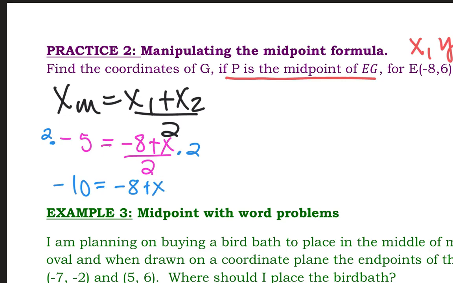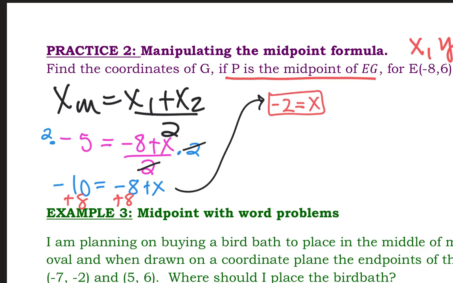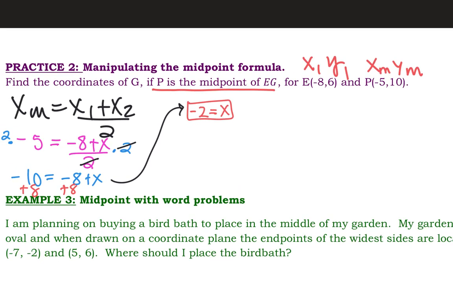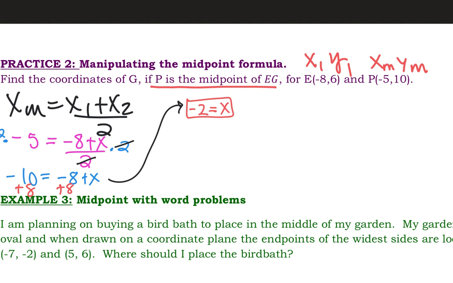Your 2's should cancel out here. From here, what do we do? Add the 8. So X has the value of -2. All right, those are your X's. Now the important thing was that labeling. If we didn't label it correctly, then we put things in the wrong spot.